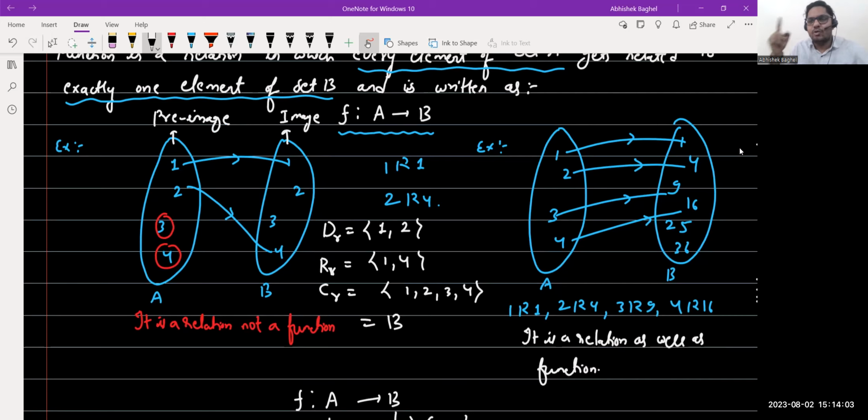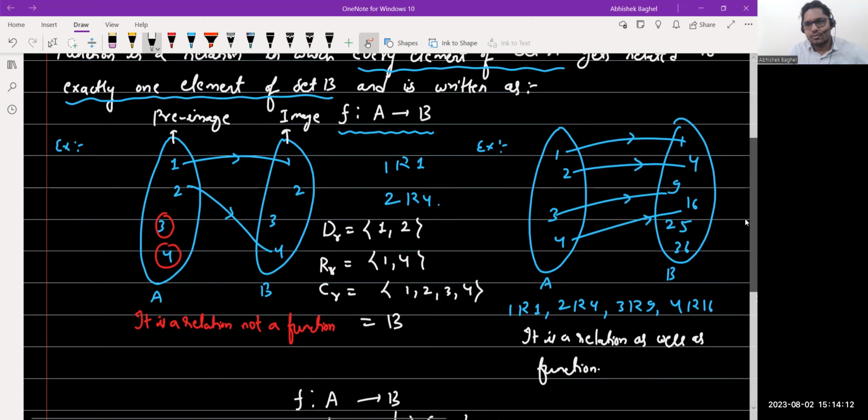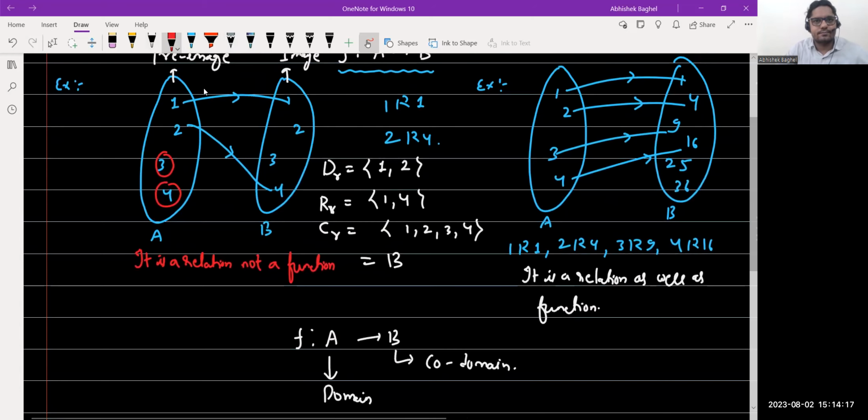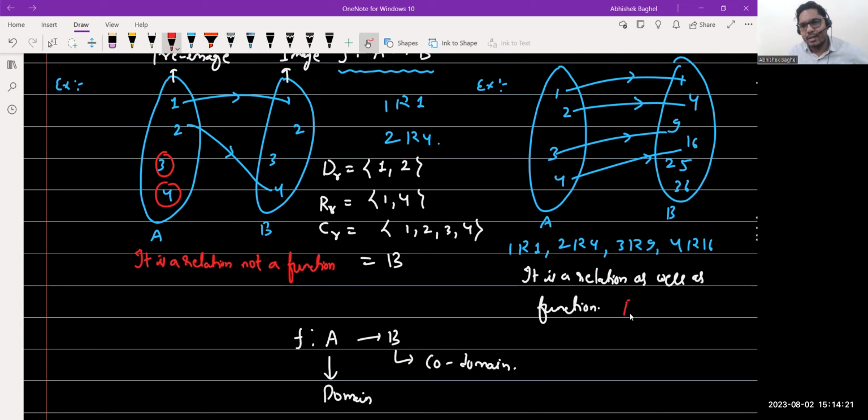The second example we have taken is a function basically. Now let us find out the domain, codomain, and range of the second example, which is a function. So the domain of this function: domain is the set of elements of set A which gets related. It is a function, so all elements get related. So it is simply the whole set A, which is 1, 2, 3, and 4, right?